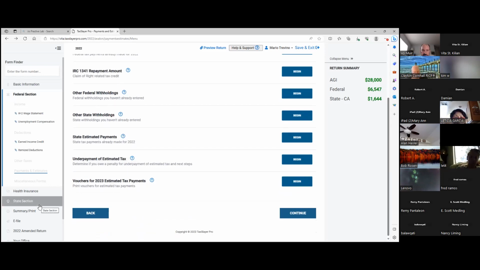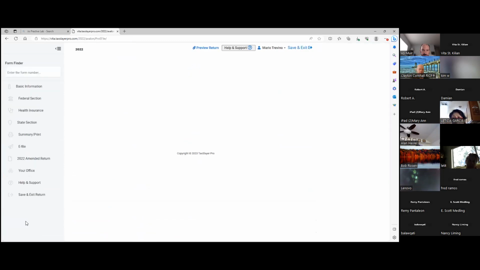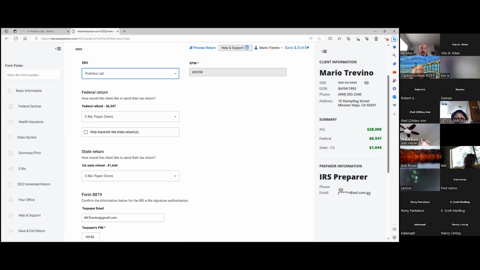You're going to see a lot of this in the upcoming weeks as you go through the state section. Next week, we're going to talk about this in detail, and that will be preparing the return for electronic filing, and that would be that e-file tab. And you're going to indicate, in this case, yes, it's a practice lab. And this is where you're going to indicate the type of filing. Some people want a paper file. Most people want to electronically file. And most people want a direct deposit.